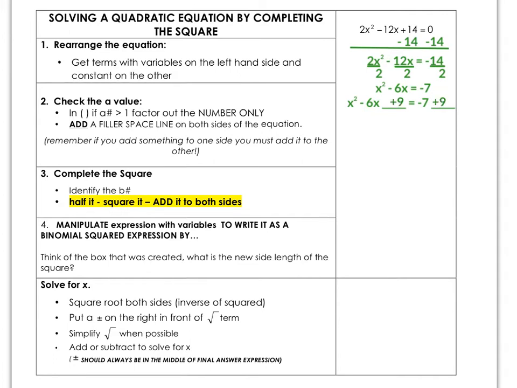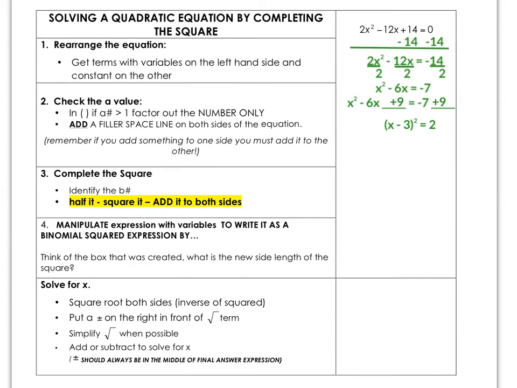So the whole point of this on the left-hand side is to rewrite this as a binomial squared. So think to yourself, what is the new side of the square? Well, it was an x. Then I had -6, so I had to put -3 on each side. So the new side of the square is x minus 3. And that equals 2 because -7 plus 9 is 2.